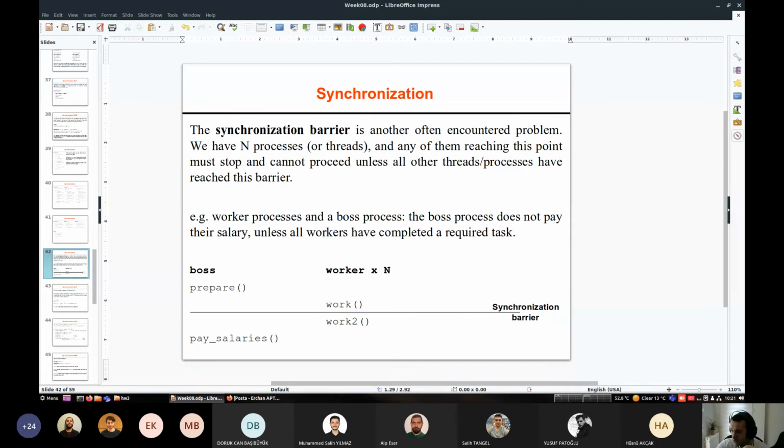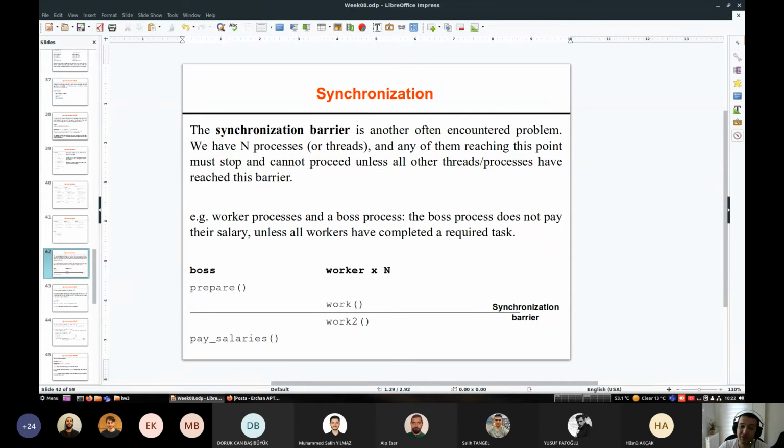That's why it is called a barrier. We want all of them to complete a certain amount of work, and only after that should they be allowed to continue. That's the idea. So you can have, for instance, worker processes and a boss process. The boss process will not pay their salary unless all the workers have completed the required task.